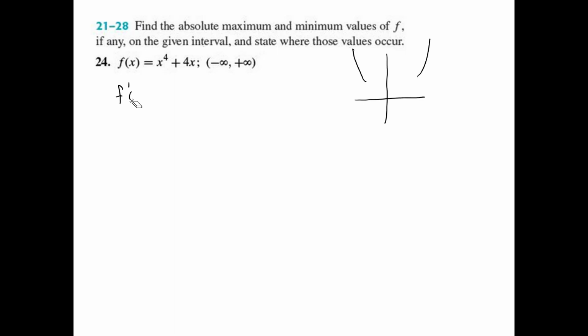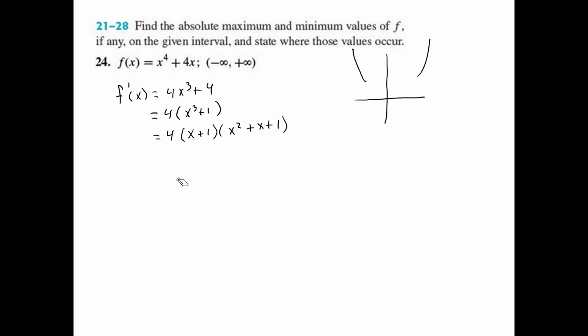Makes sense that if it's going to have an absolute min, it'll be a relative min. So we find all the relative min and see which one's the lowest one. So f prime of x is equal to 4x cubed plus 4. We're looking for the critical numbers to find the relative extrema. Factor out the 4, and you get x cubed plus 1. This is the sum of two cubes, so we can continue our factoring work because this is going to be x plus 1 times x squared plus x plus 1.